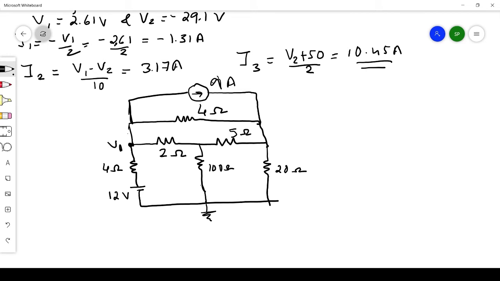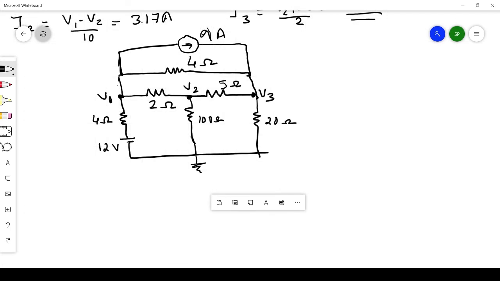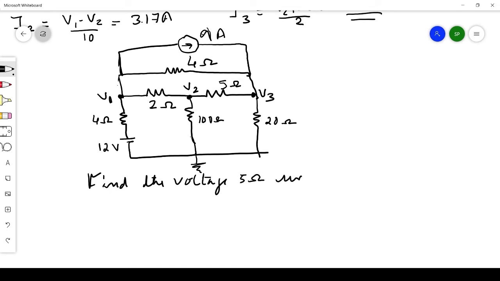We can see that there are three nodes, V1, V2 and V3, because here you can see three branches are coming together. A node is identified as the meeting point of two or more branches. So this is the example. Now what is being asked in the question is to find the voltage across the 5 ohm resistor. So where is that 5 ohm? Here you can see the 5 ohm is here.